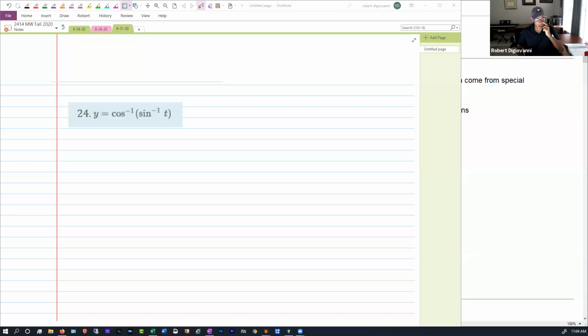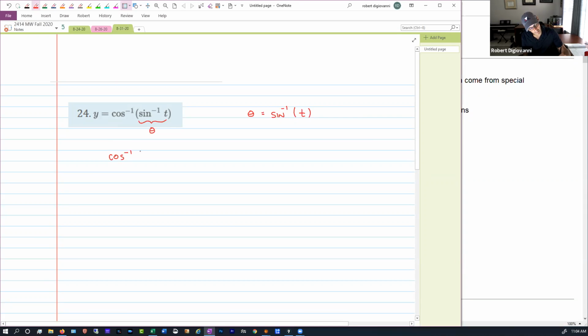Okay, so if we're following the same format from last time, what we would do is call the inside of this, let's say, theta. In other words, we're saying that theta is equal to the angle that comes out of this inverse trig function when you plug t into it, right? And then what we're really looking for is arc cosine of theta, right? That's what we want to know. Okay, so anyone have any ideas of what we could do here?